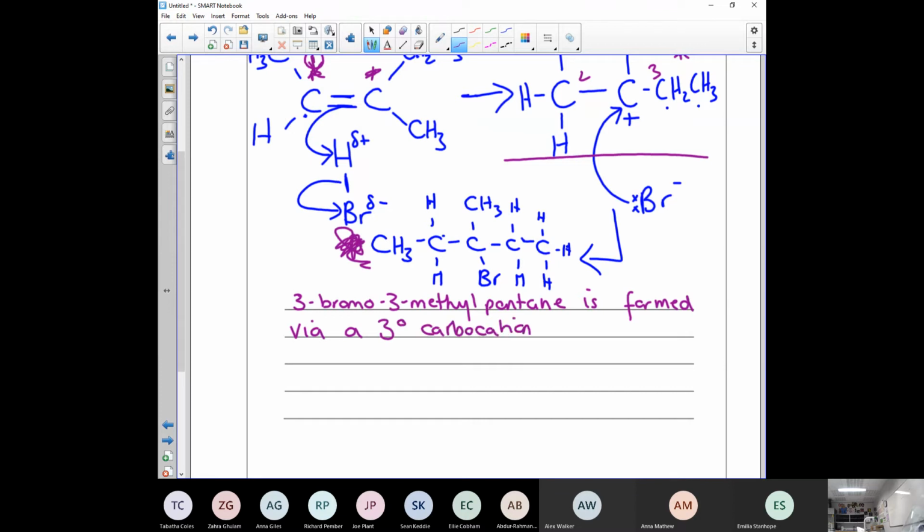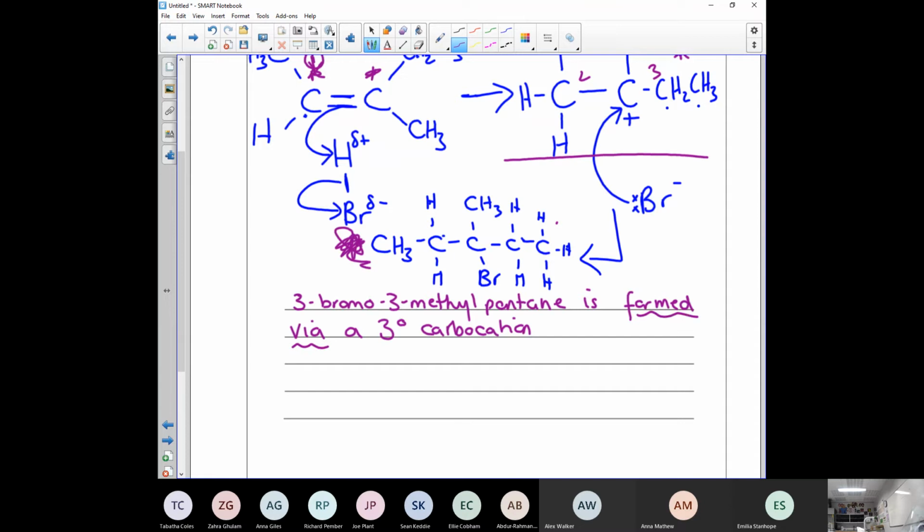carbocation. Right, common things that people make mistakes in this type of question. They say that 3-bromo 3-methylpentane is the more stable carbocation. It's not. 3-bromo 3-methylpentane is your product. It is not a cation. It is formed via a tertiary carbocation, but it's not itself the actual carbocation. So that's the common mistake people make. So this "formed via" is an important thing.